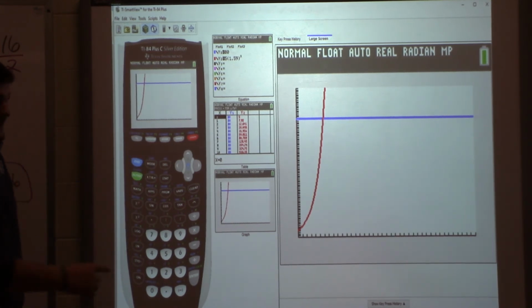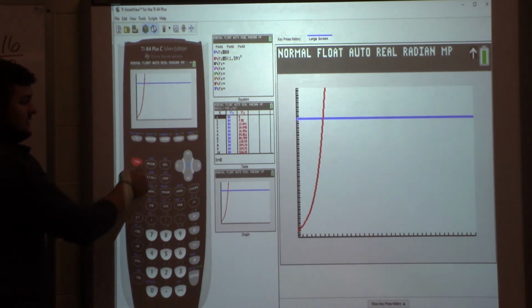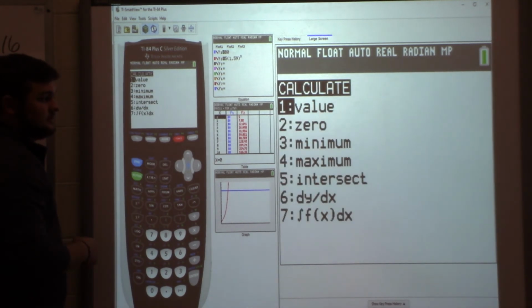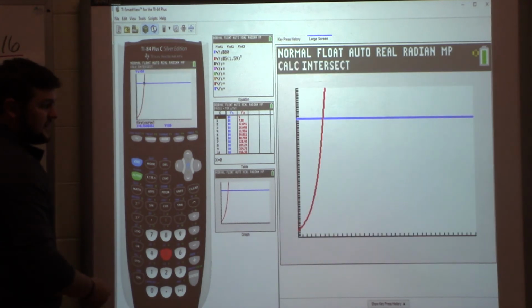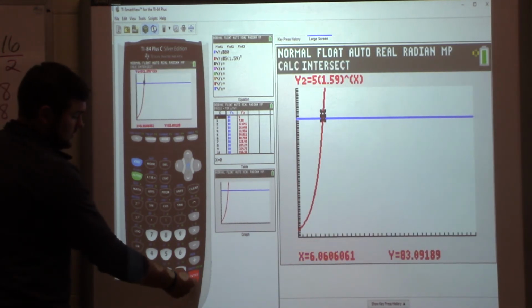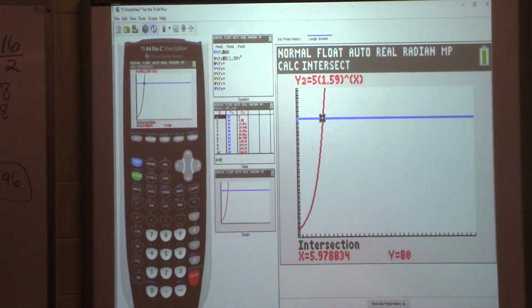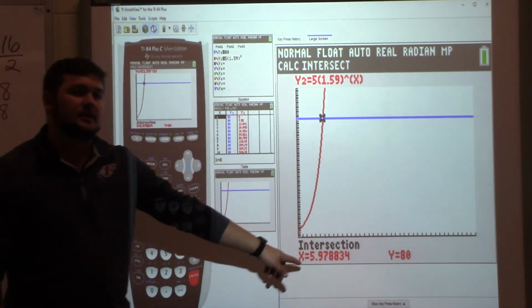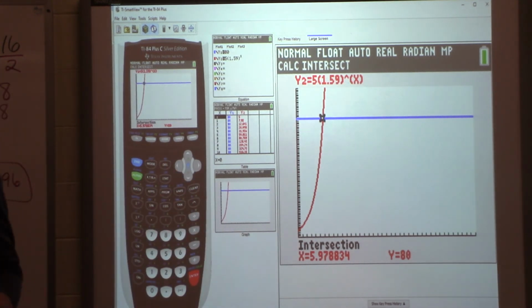Then you hit second, trace. The fifth one down is intersect. And you go 1, 2, 3 times with enter, and your x value is going to be how long it takes: 6.0 years. Okay? Either way should work, on the calculator or by hand.